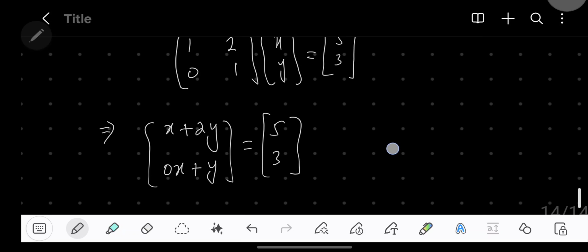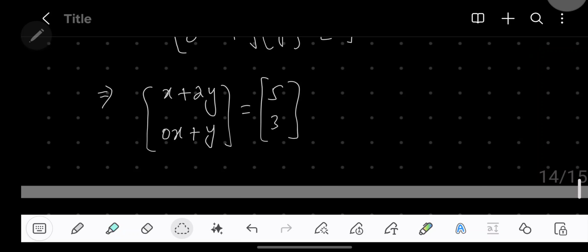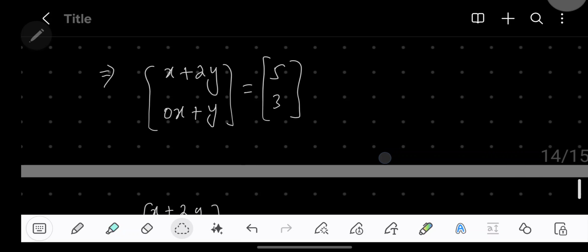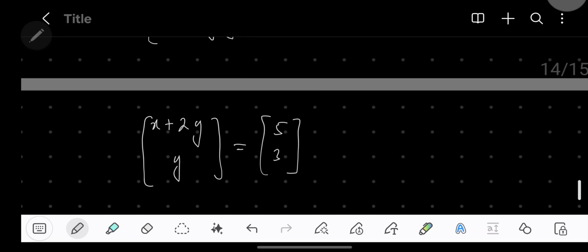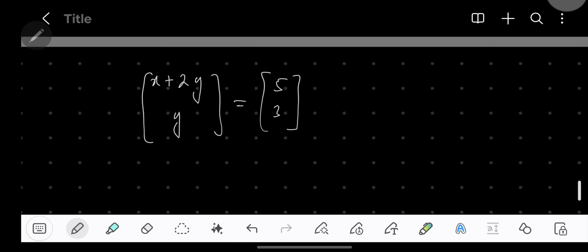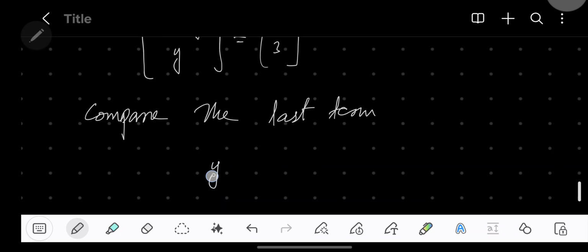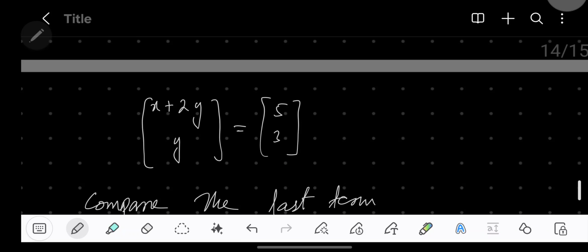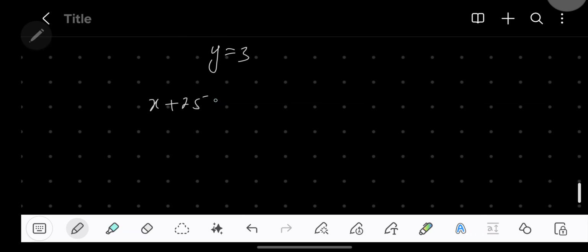So this is the product of the first two matrices and the last matrix is the same. Equivalently, I can write x plus 2y here and here only y, equals 5 comma 3. So this is a new matrix equation. If you compare the last term, then you get y is equal to 3. And if you compare the first term, that means x plus 2y is equal to 5.